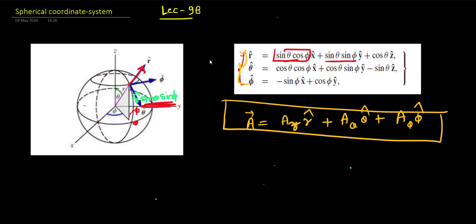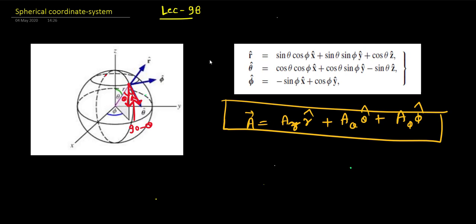Now let's try to get the relation between theta cap and x cap, y cap, and z cap. So this is the direction of theta cap. If you take this vector, this would be making the angle theta. So this would be 90 minus theta.